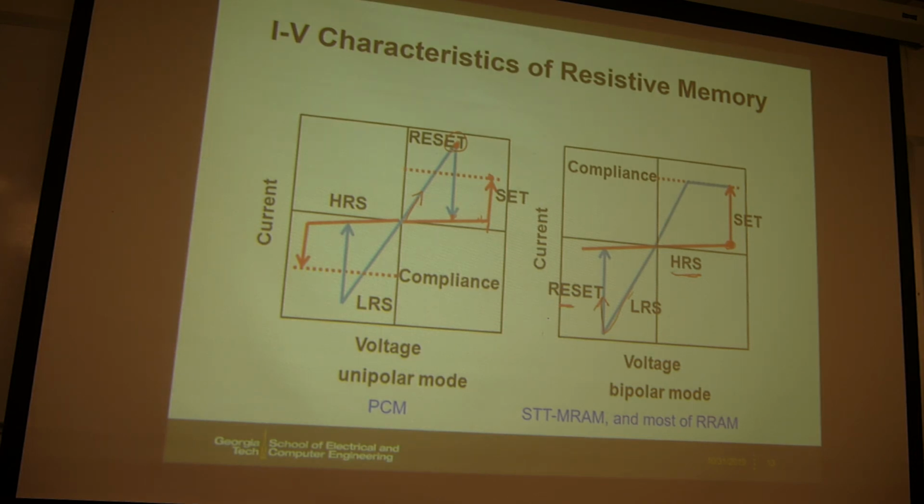Of course, later when you read, you will apply some voltage here. This will be your read voltage, right? So then this read voltage will not change the state, and then you can distinguish the current from the two states. And then your sense amplifier will tell, okay, this is 0, this is 1. So STT-MRAM is this bidirectional, bipolar mode, and most of the RRAM devices are also bipolar mode.